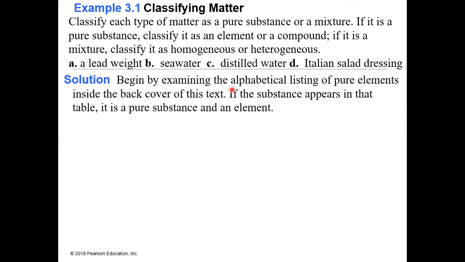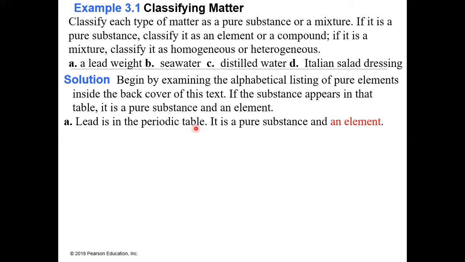We'll begin by examining the alphabetical list of the pure elements inside the back cover of this textbook. If the substance appears in that table, then it's a pure substance. That means an element. Lead is in the table, so therefore it's a pure element.